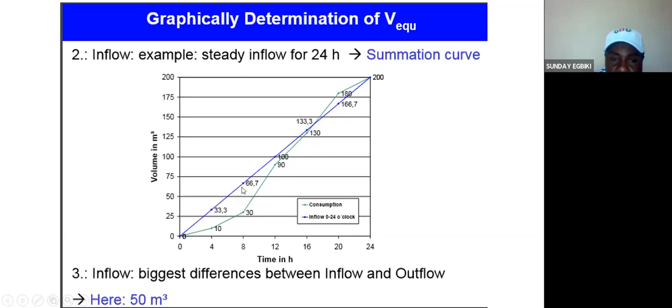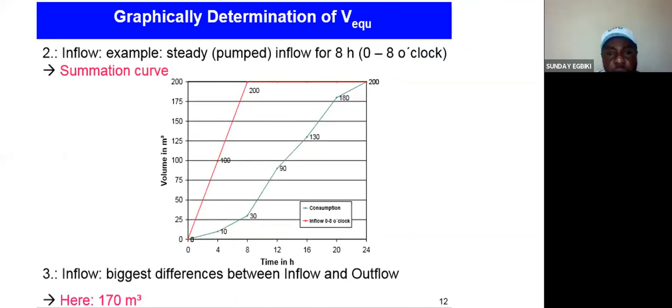The maximum difference between the inflow rate, which is this blue line, and this outflow rate, which is this green line, is what we call the equalization volume. When you get that volume and add the volume for emergency, that is the volume you are going to use to size your tank. If you use the actual volume from the water demand you calculated, you are going to be oversizing your tank, and it will not be economical. So that is how you calculate your equalization volume.